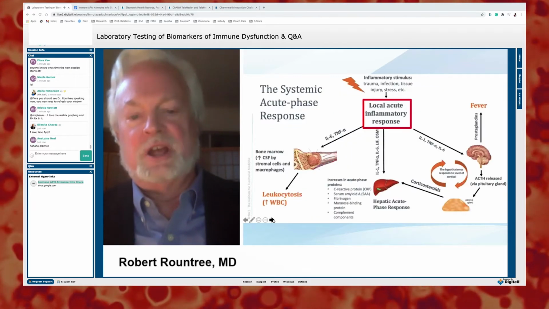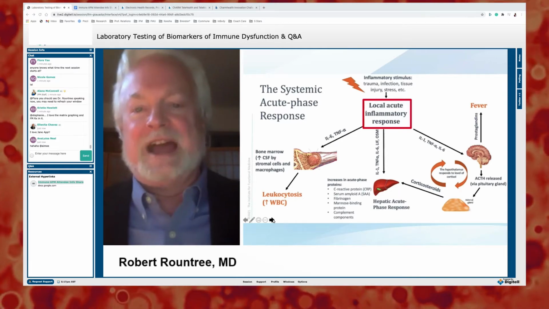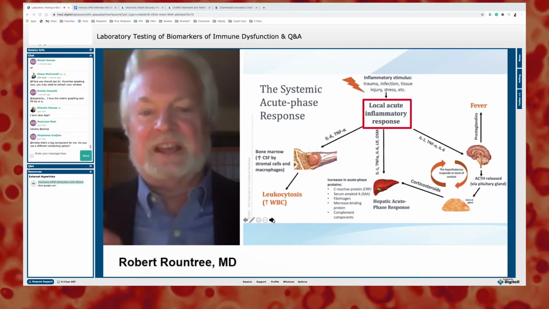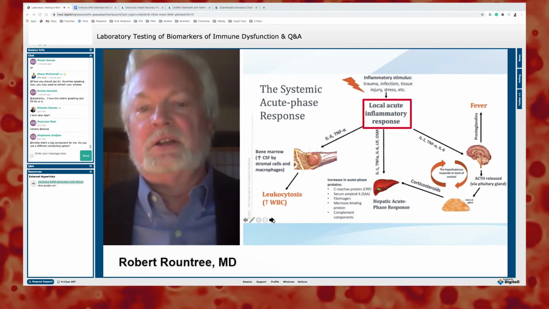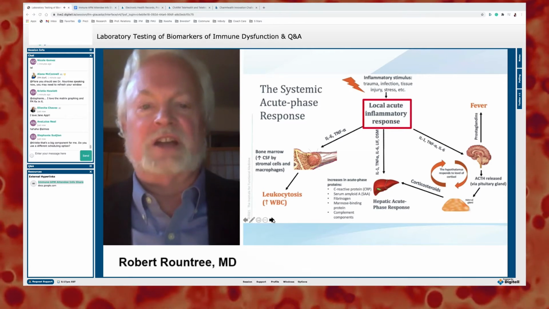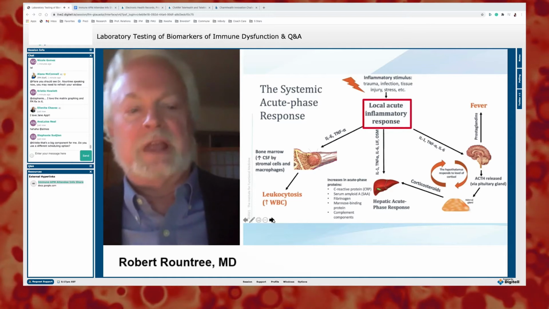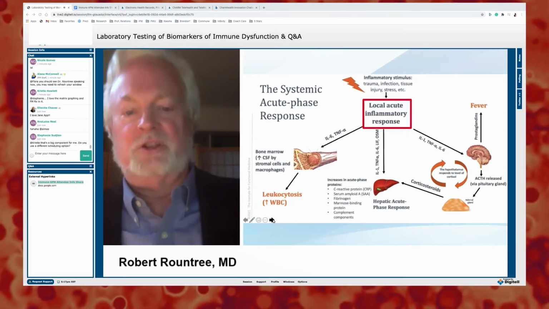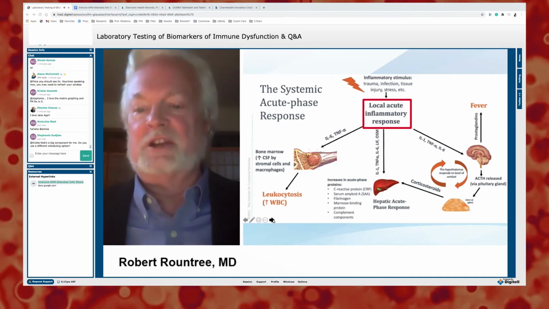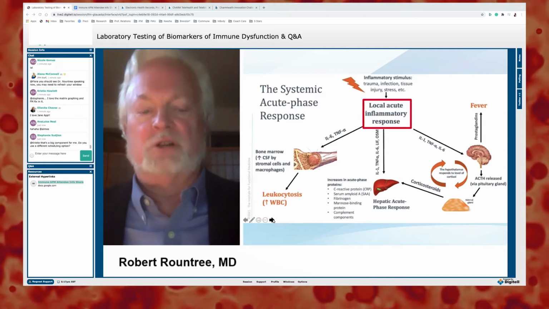So I showed you this picture this morning. You see at the top an inflammatory stimulus. It activates this acute inflammatory response. So a person gets gum disease, they get gingivitis, they have a local increase in cytokine production. Those cytokines can then go all kinds of places in the body. They can go to the bone marrow, increase leukocytosis. They can go to the liver, increase C-reactive protein. They can go to the brain, increase fever, or affect the hypothalamus to increase cortisol.